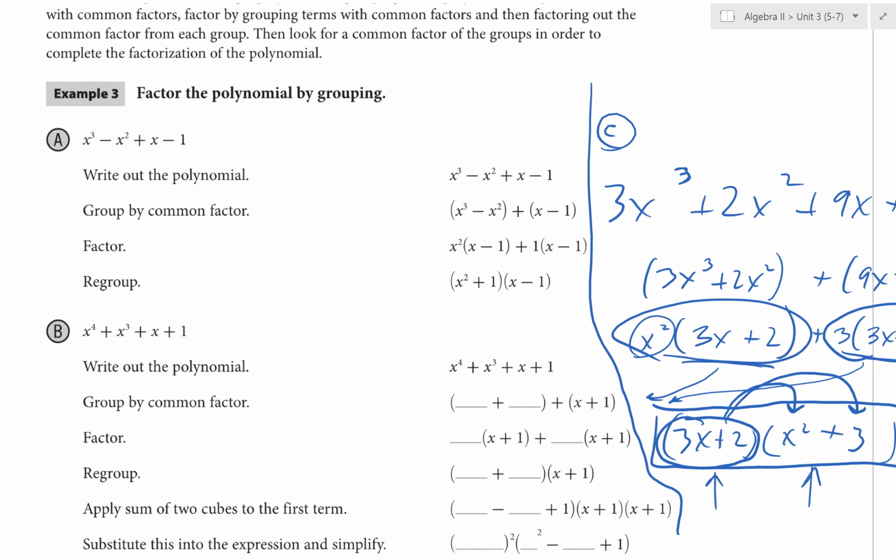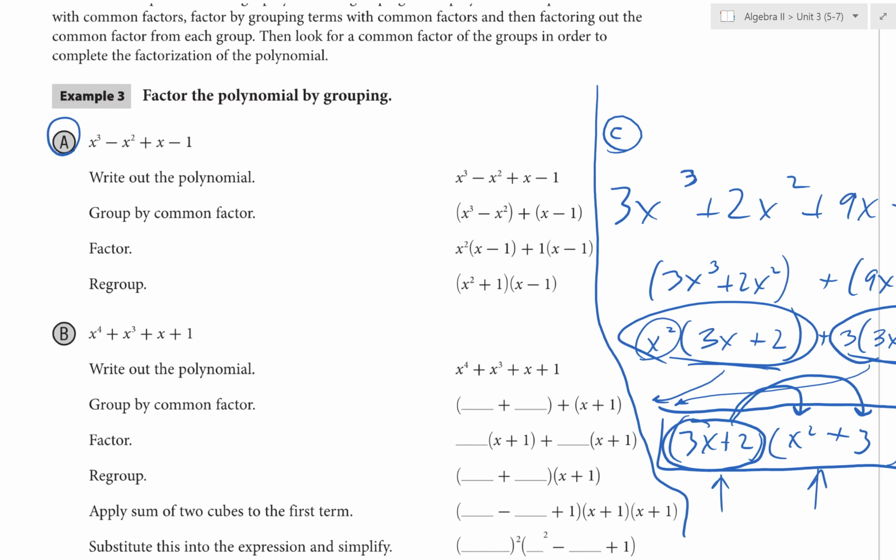Now we can take a look at their example A. If we take their example A and group it, x cubed minus 2x, x cubed minus 2x, and then x minus 1. Okay, if I factor the first group, I can factor out an x.